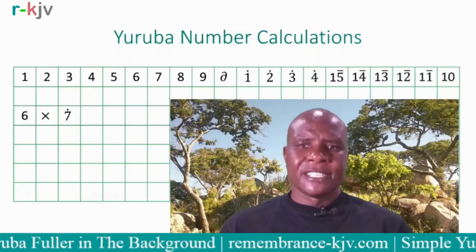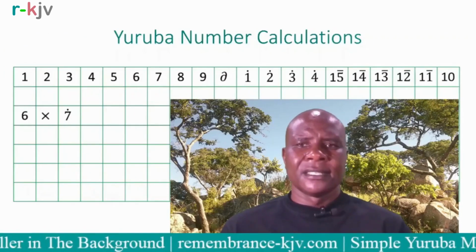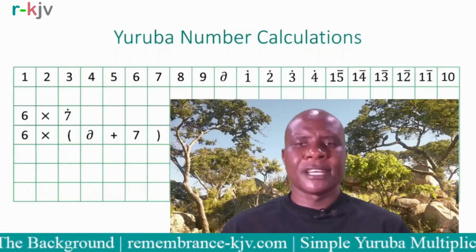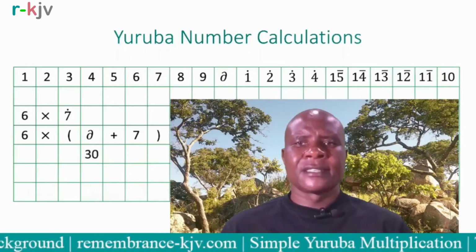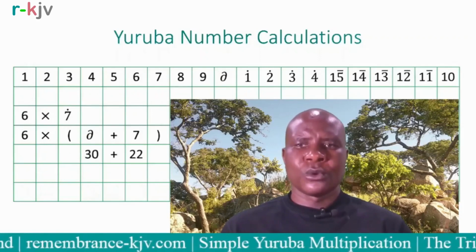A second example is 6 multiplied by 17. This is the same as 6 multiplied by the bracket of 10 plus 7. 6 times 10 is 3 score, and 6 times 7 is 2 score and 2.